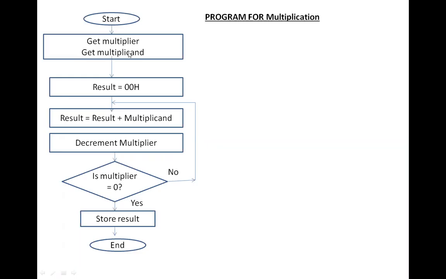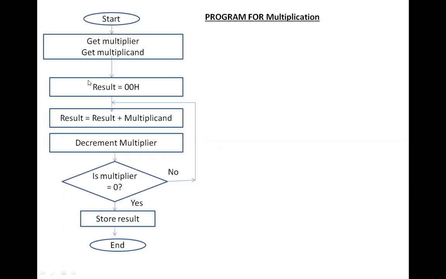Before we write the program, while drawing the flowchart, you have to start with the beginning and get the value of the multiplier and the value of the multiplicand. Once we have both values, we need to know where the result of the multiplication by successive addition will be stored. So we will initialize some registers which are going to store the result.